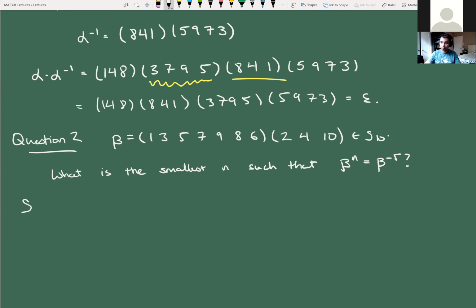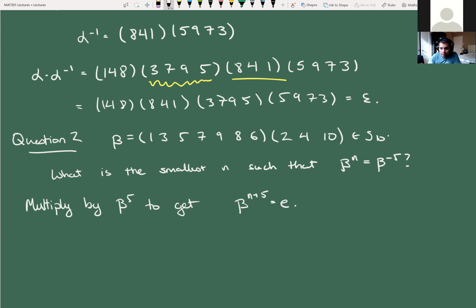Okay, so, do this ahead of me, anticipate what I'm going to do. So I'm going to multiply both sides by beta to the power of 5, which will give me the identity on the left, right? So to multiply by beta to the 5 to get beta to the n plus 5 is equal to the identity, right?